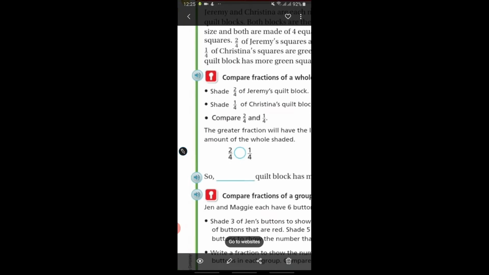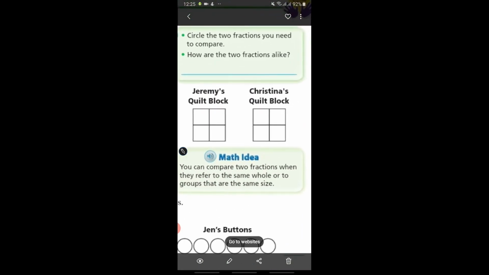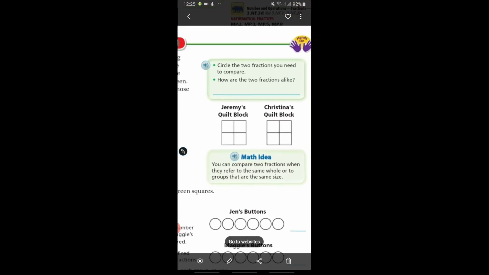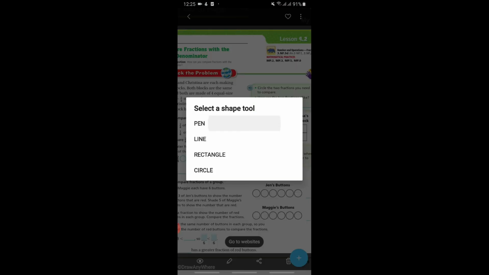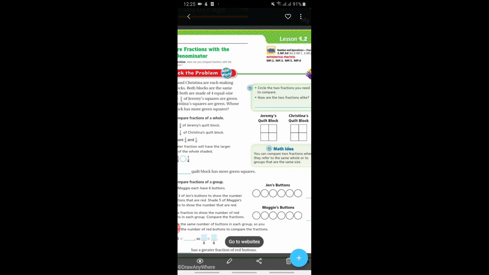In the same way, we have these square blocks and we see that the sizes are the same. In Jeremy's quilt blocks we have 4 blocks, 1, 2, 3, 4, and in Christina's quilt blocks we have 4 blocks, 1, 2, 3, 4. The total is 4 blocks. So the fraction of Jeremy's quilt is 2 by 4, so I will just shade 2 blocks, this one and this one. And here for Christina we have 1 by 4, so only one.